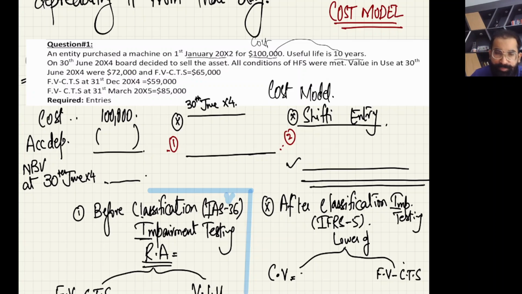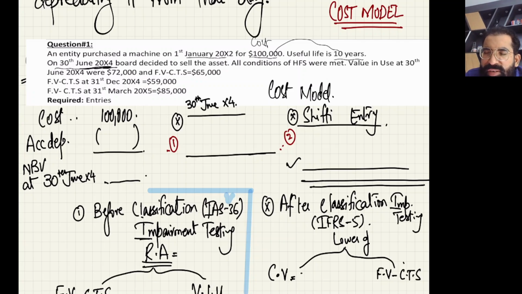Be careful. On 30th June X4, that is 2.5 years. We bought the asset on 1st of January X2, and now we are classifying this asset as held for sale on 30th June X4, the middle of X4. So simply, we first need to depreciate the asset for 2.5 years.